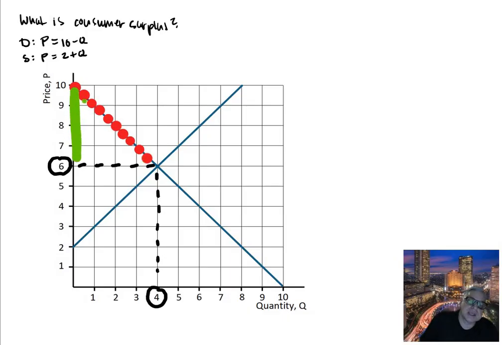Okay, now the second person also has surplus, and the third person gets surplus, because everyone has a willingness to pay which is actually higher than what they have to pay. So this green area is what we call consumer surplus. So in words, consumer surplus is the area below the demand function and above the price, all the way up to where the market clears.